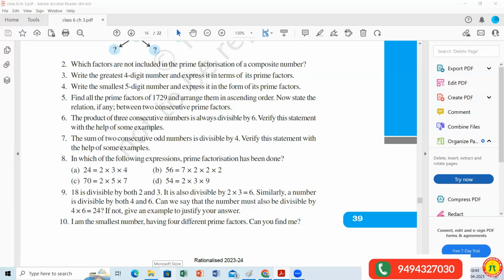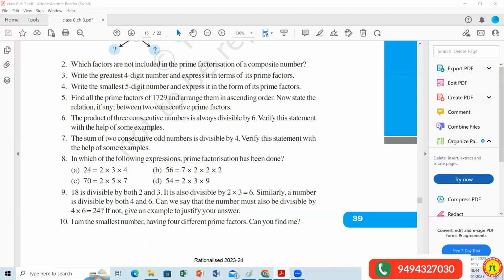Can you do the rest of the bits as a homework today? Yes, ma'am. Ma'am, 10th bit: I am the smallest number having 4 different prime factors. Can you find me? Ma'am, from 6th to 10th. No, I am the smallest number having 4 different prime factors.